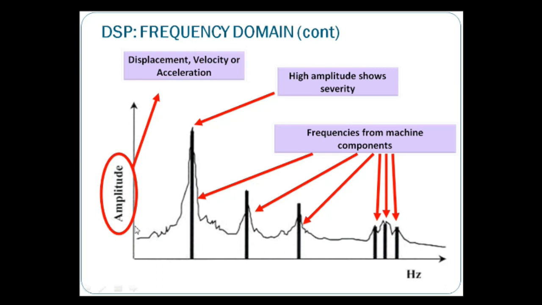It can be represented the same as in the time domain: displacement, velocity, or acceleration. The higher the peaks in the frequency domain, the higher the vibration at that particular frequency. Higher vibration means higher severity. So whatever peak you see here is a frequency component that was available in the digital signal before you transformed it to the frequency domain.